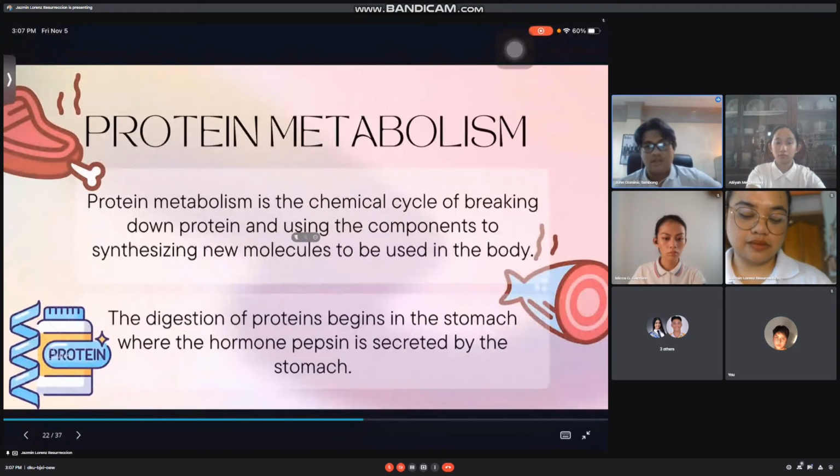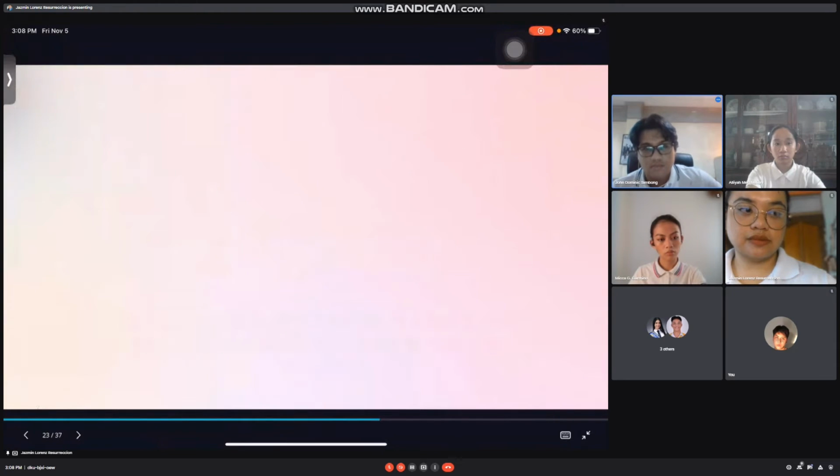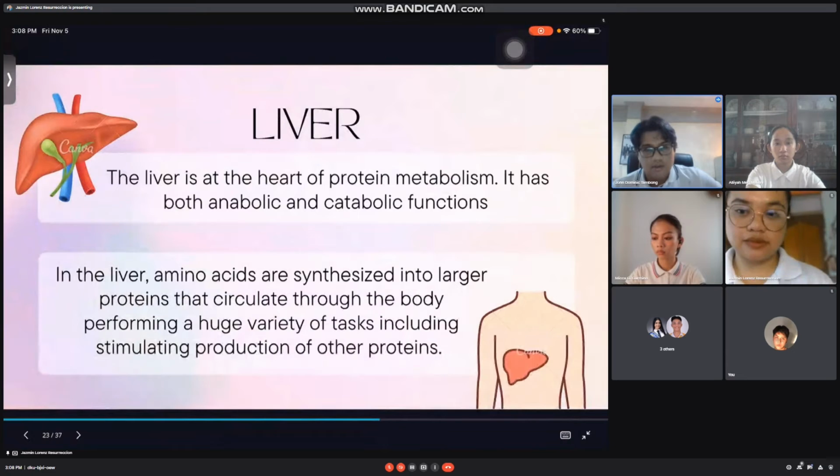And let us proceed to the next topic, which will be protein metabolism. It is a chemical cycle of breaking down protein and using the components to synthesize new molecules to be used in the body. The digestion of proteins begins in the stomach, where the hormone pepsin is secreted by the stomach. All right, next slide, please. The liver is the heart of protein metabolism. It has both anabolic and catabolic functions. In the liver, amino acids are synthesized into larger proteins that circulate through the body, performing a huge variety of tasks, including stimulating production of other proteins.